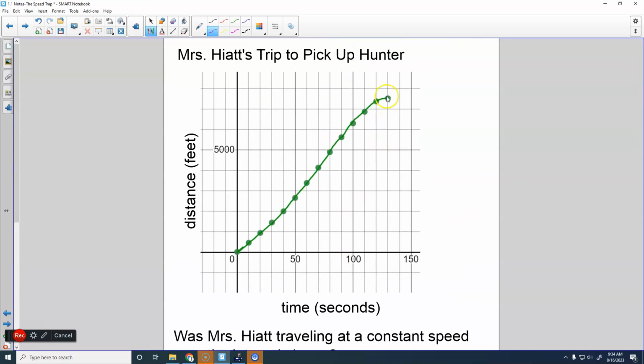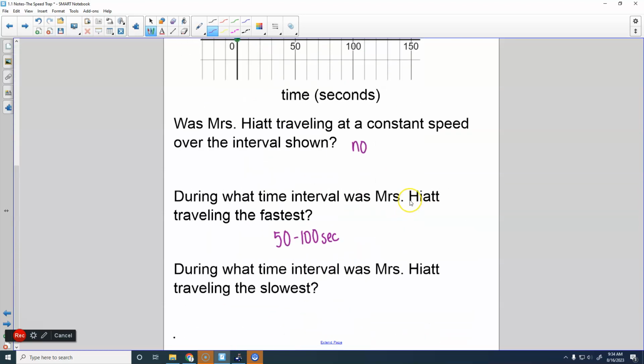100 to 130, I'd say so. And I would maybe even go, if you want to go one tiny segment, 120 to 130, I think that's the least steep. So 120 to 130 seconds. And that is when I was slowing down to stop at the stop sign.